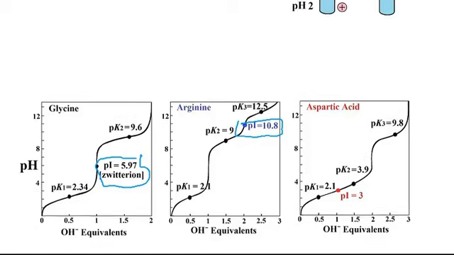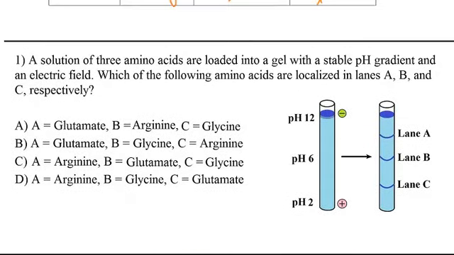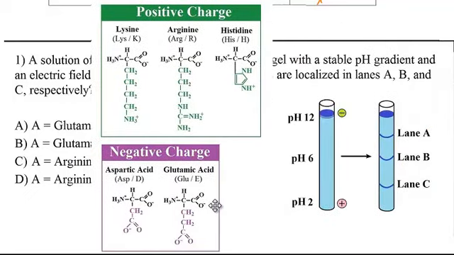So by not having this curve, we would remember that we have positively charged or basic amino acids like lysine, arginine, and histidine. So arginine is a positively charged or basic amino acid. And then we have the negatively charged amino acids like glutamic acid and aspartate. So what happens with the basic amino acids is that they stop at lane A, while acidic amino acids will stop at lane C. And then the neutral amino acids like glycine will stop at lane B, because that's corresponding to their isoelectric point.